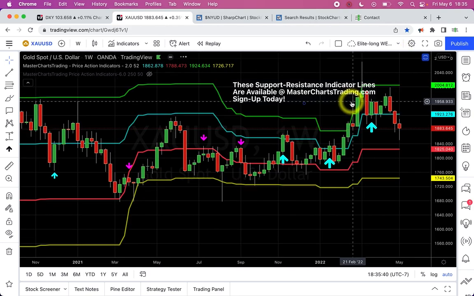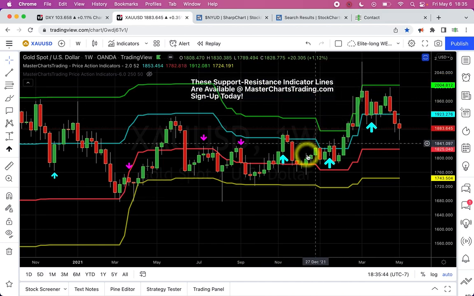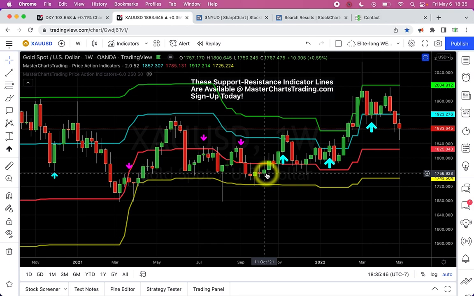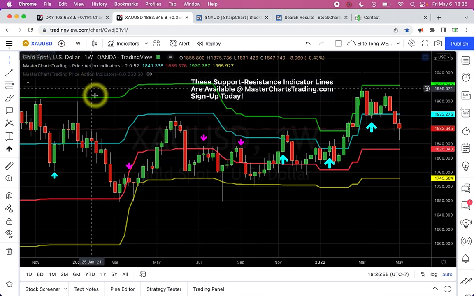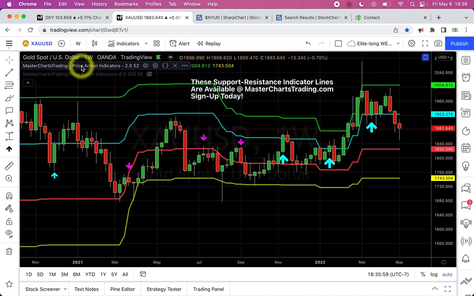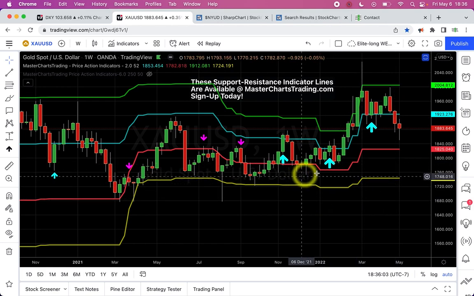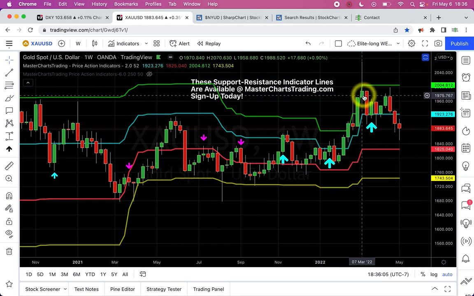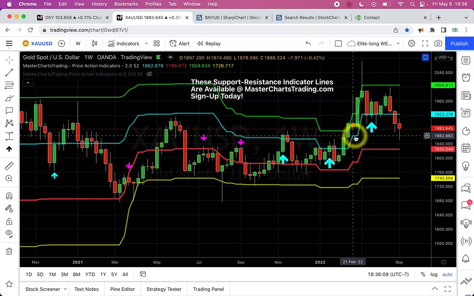Now, looking at gold, we do trade gold at MasterCharts Trading, and gold normally works the opposite. If the dollar goes up, gold normally goes down, because it's XAU divided by USD. If the lower part of this equation, the US dollar, is getting stronger, it will pull this currency pair lower. Up until very recently, up until about March 7th, it actually didn't make much difference.